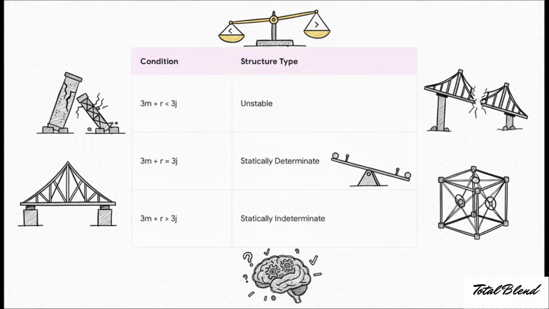So what does this little comparison actually tell us? Well, there are three possibilities. If the left side is less than the right, the structure is unstable. It's basically going to fall apart. If they're exactly equal, bam, the structure is statically determinate.